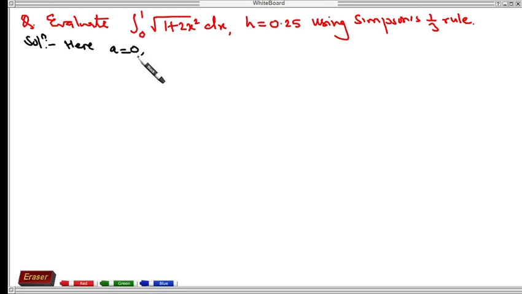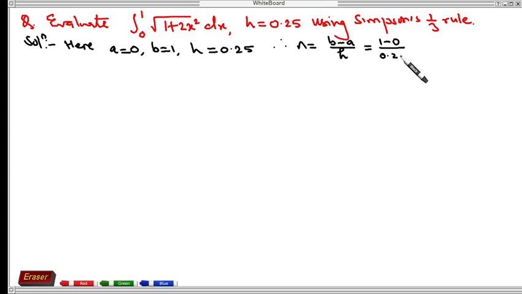here a equal 0, b equal 1, h equal 0.25, therefore n equal b minus a over h, then 1 minus 0 by 0.25 equal to 4. We obtain n equal to 4. If n equal to 4, then there are 5 points to be considered.